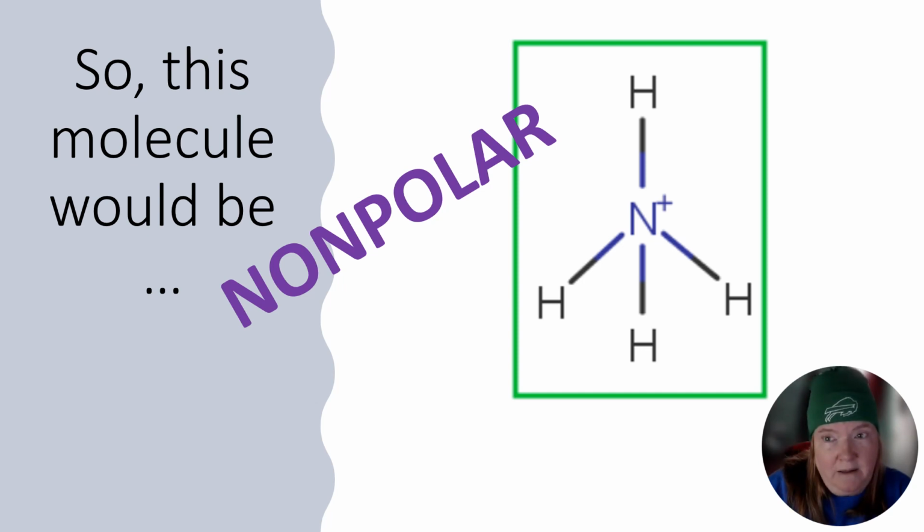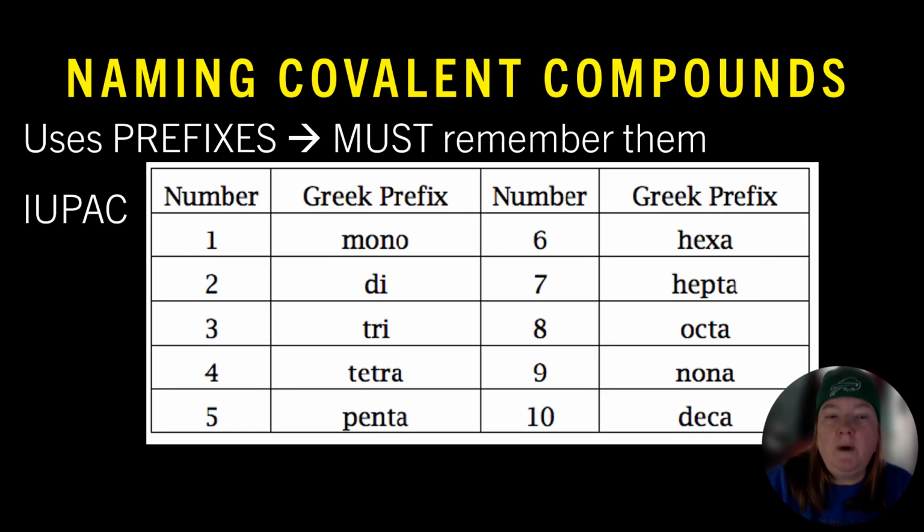Now, let's go to naming. So, when we are naming covalent compounds, we have to use prefixes. Fun fact, you have to remember them. You just have to know them. Now, the good news is you don't have to know that many, but 1 is mono, 2 is di, 3 is tri, 4 is tetra, 5 is penta, 6 is hexa. I don't usually see more than that, but the rest, 7 is hepta, 8 is octa, 9 is nona, and 10 is deca. These are not on your reference table. You just have to be able to pull them from your brain.